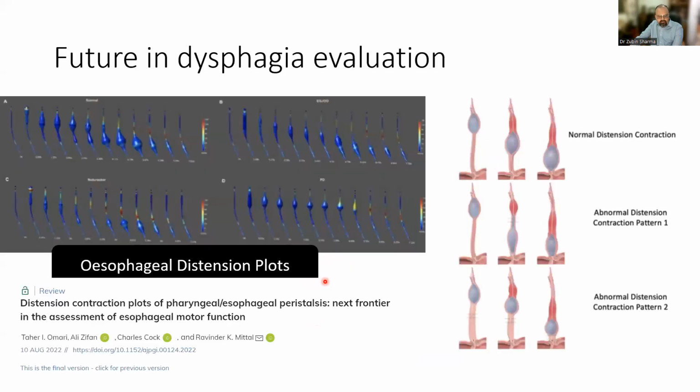So, something for the future, something called esophageal distension plots. I think this will come in a few years, possibly adding to our currently available armamentarium for evaluation of dysphagia.